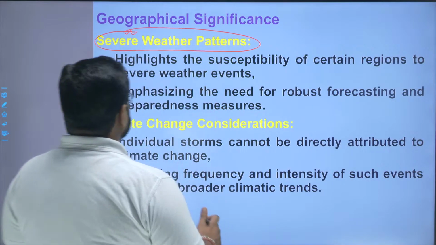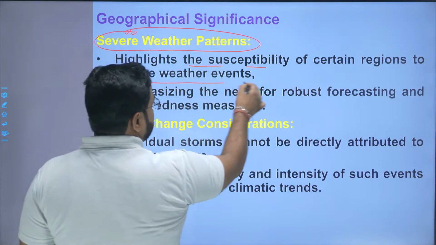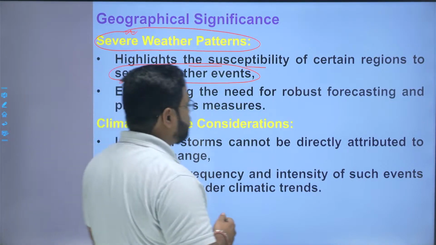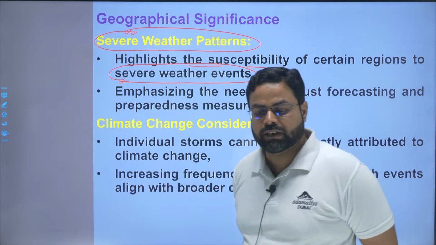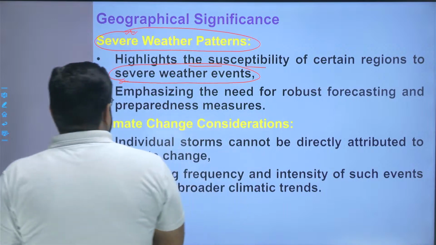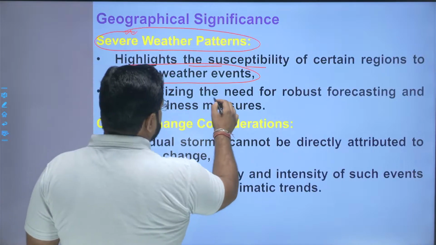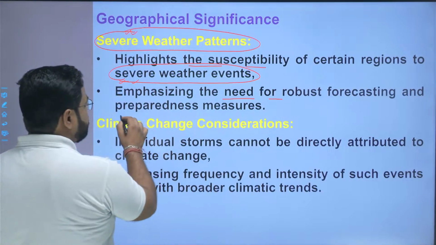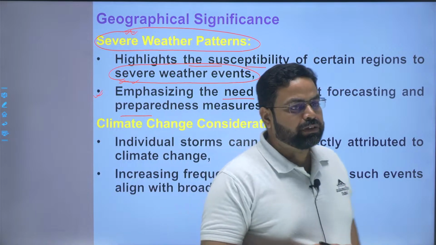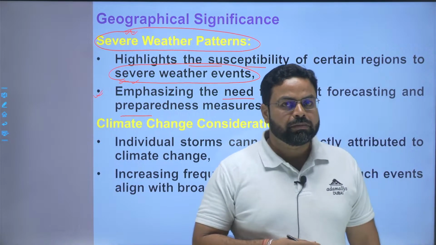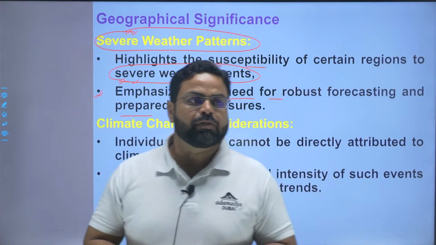So here it highlights the susceptibility of certain regions to severe weather events. From this we can analyze that some regions are highly susceptible to extreme weather conditions and various issues, and the outcome of the climate change, and it is emphasizing the need for robust forecasting and preparedness measures that are needed to forecast such kinds of events and to address the problem of saving the life and livelihood of the people through forecast measures.